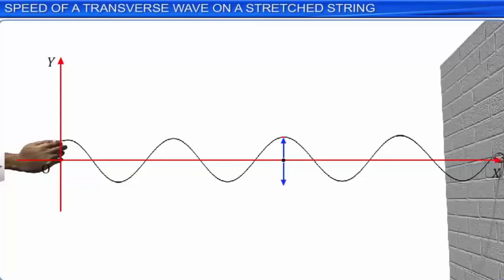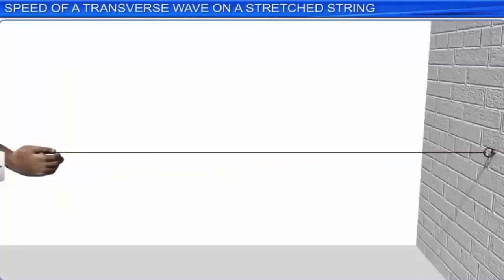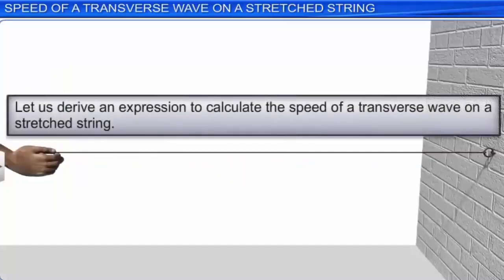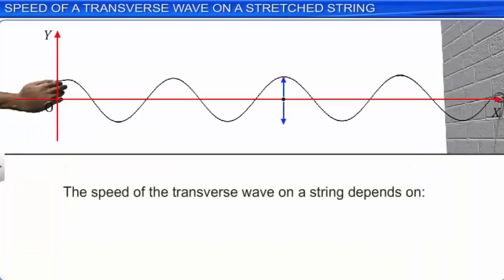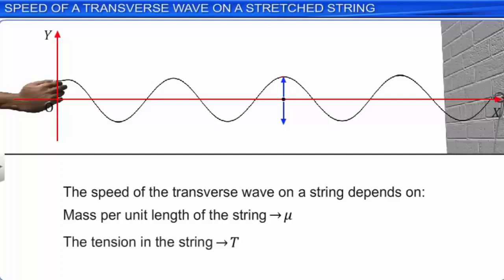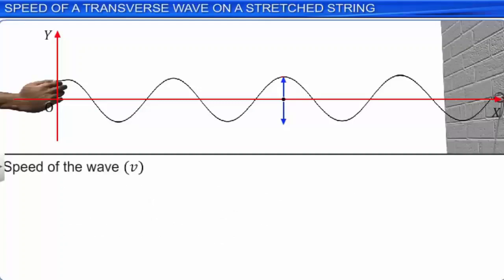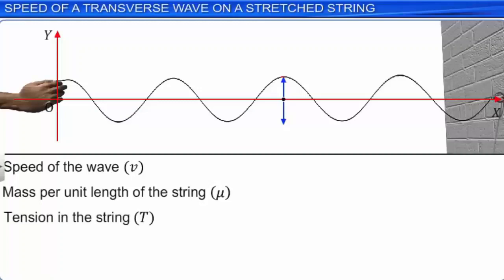The speed of the transverse wave on a string depends on the mass per unit length of the string, mu, and the tension of the string, T. A relationship between the speed of the wave v, mass per unit length of the string mu, and tension T of the string can be derived by the dimensional analysis method. Let the mass of the string be M and the length of the string be L. The linear mass density mu of the string is equal to mass by length. Therefore, the dimensions of mu are M into L raised to the power minus 1.